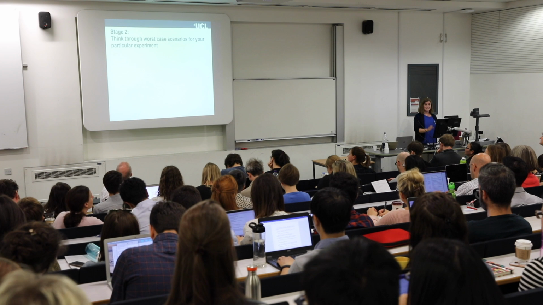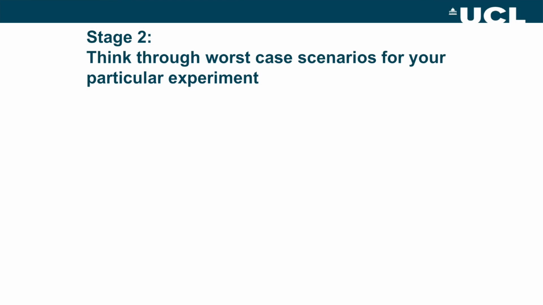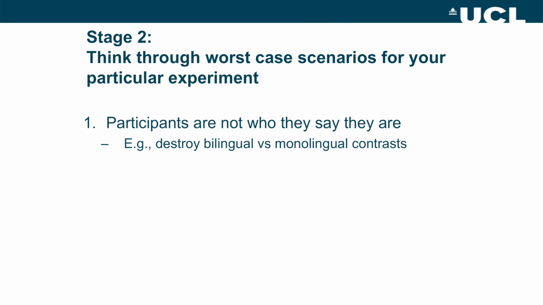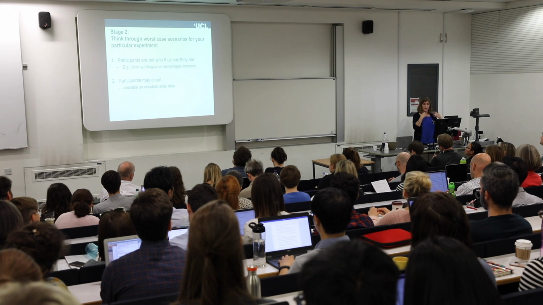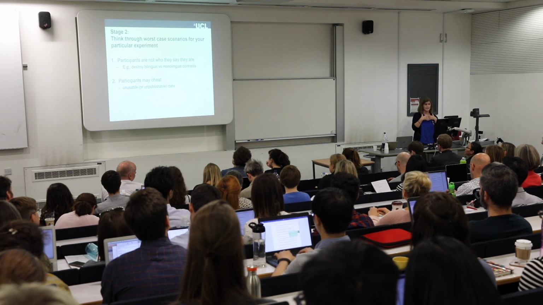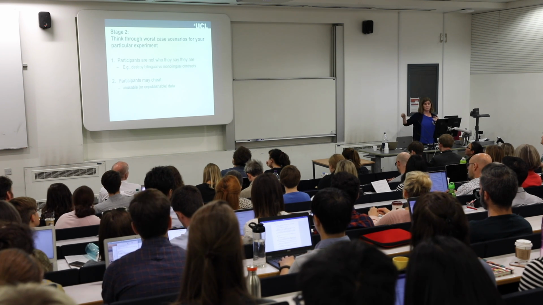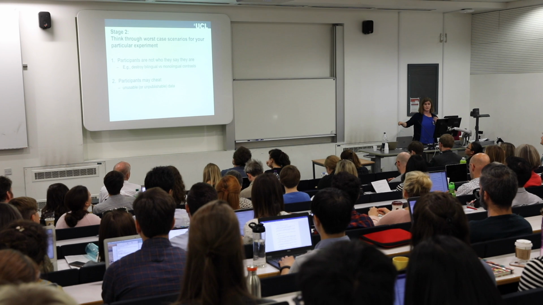You've specified your concerns. Then you think about the worst case scenarios. How could these concerns destroy your experiment? If they're not who they say they are. If I'm doing an experiment, monolinguals versus bilinguals, and actually they're the same people, I'm not going to get meaningful data. If participants cheat, well, my data may be unusable, or it may be unpublishable. And remember, those are 2 different things. And I'm going to come back to this later, but there's this issue of data. Can I persuade myself that my data quality is fine? But I also need to persuade the reviewers and the readers of my paper that my data quality is fine.